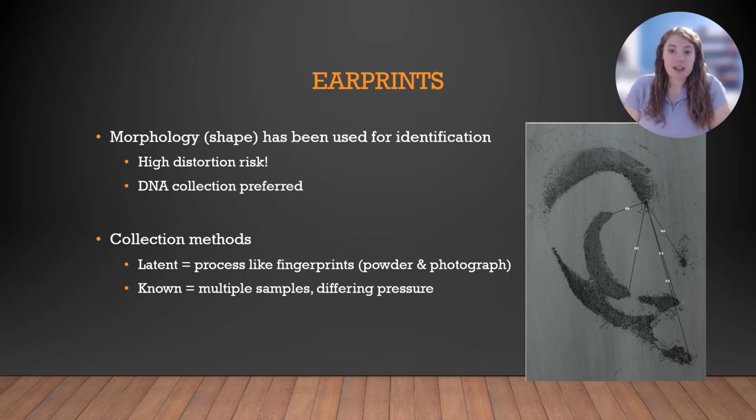The ear structure is mostly unattached from the body, so there's no musculature holding the ear into a specific shape when it's pressed against an object. And that distortion can create substantial measurement differences.